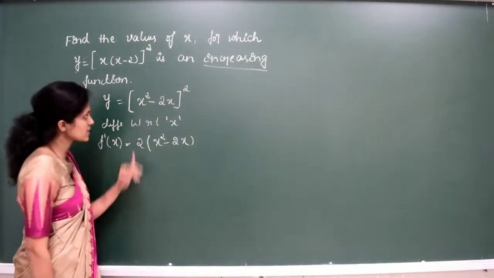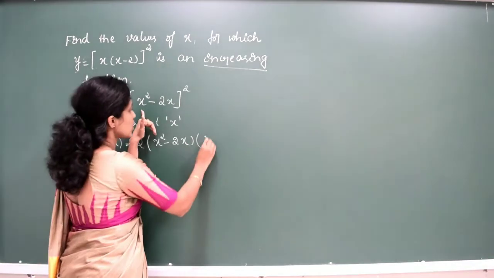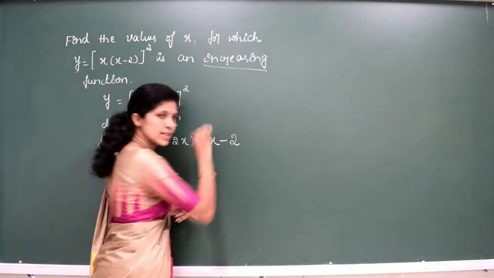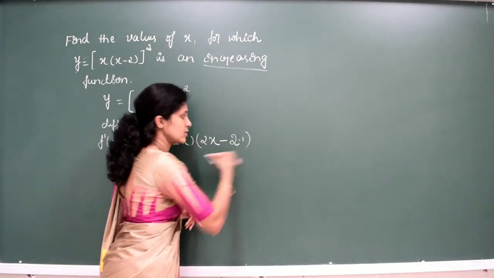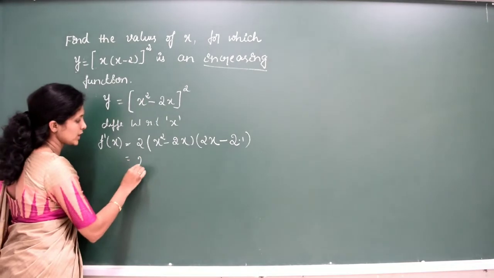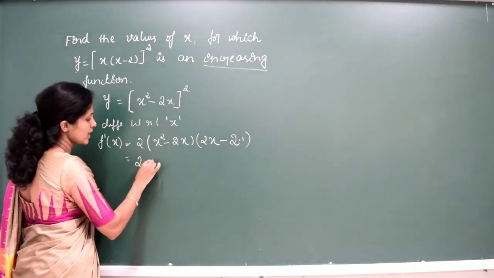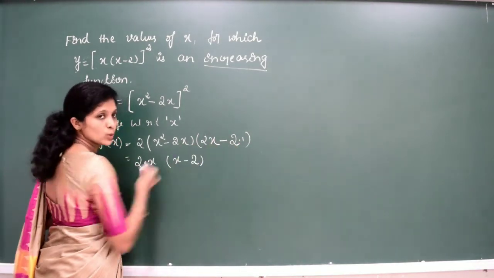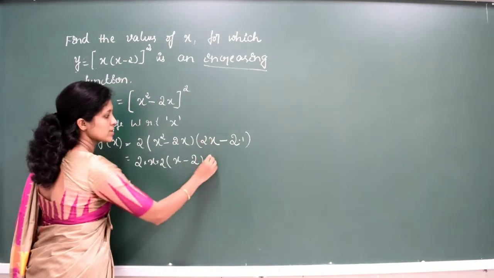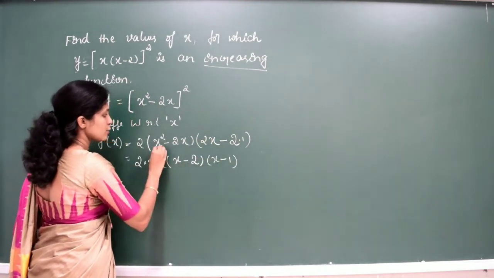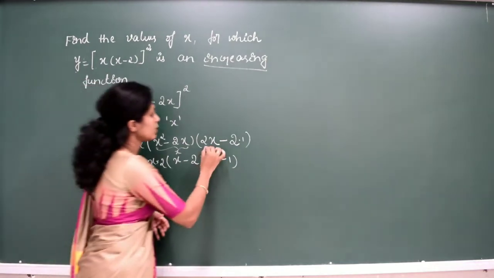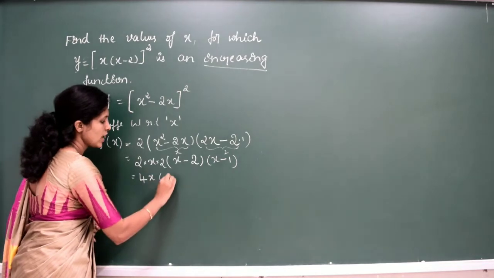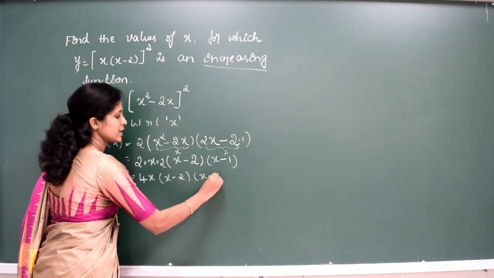Now we have to differentiate this. Derivative of x square is 2x minus derivative of 2x will be, 2 is constant as it is and derivative of x will be 1, right? So now I can write this as 2 into, I can take x common here. If I take x common, what is remaining? x minus 2. And here you can take 2 common, right? We will take 2 common here. What is remaining? x minus 1. Is it clear? From here we have taken x common and from here we have taken 2 common. What is remaining here? This is 4x into (x minus 2) into (x minus 1).